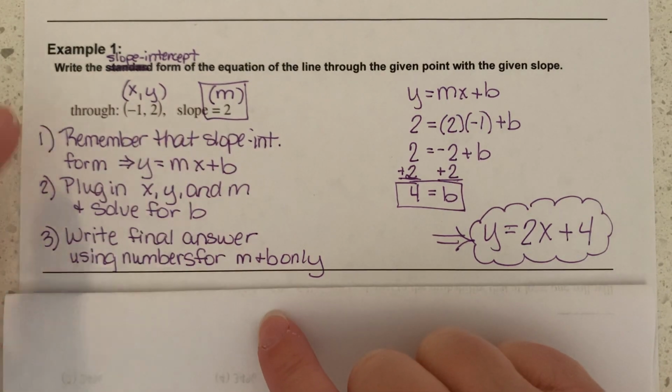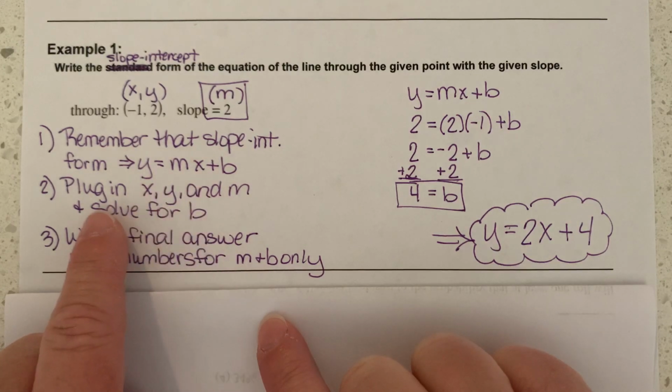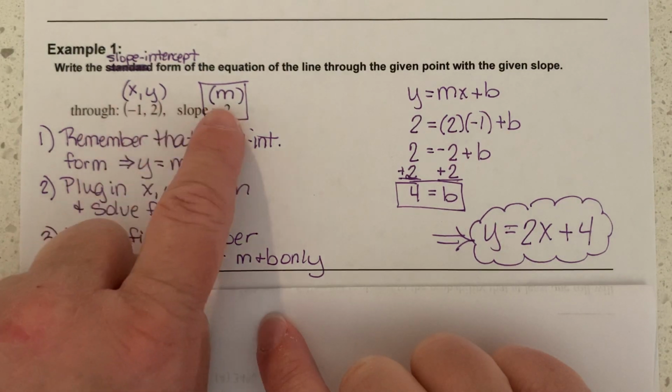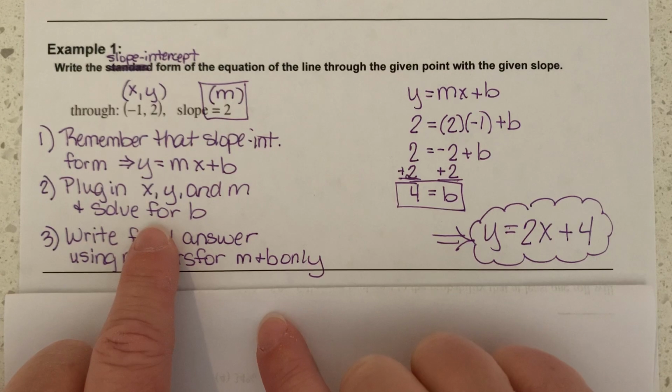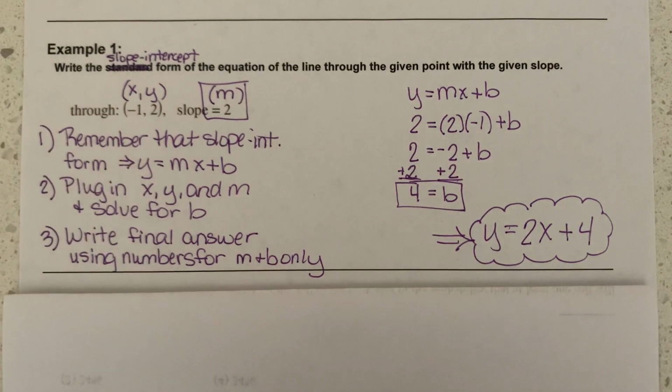So the first thing I have to remember is that slope-intercept form is y equals mx plus b. Then I need to take the x, y, and m that I do know, and I need to plug them into that equation to find b. But then finally, we never want to put this x and y in there because remember, a line has an infinite number of x's and y's on that line.